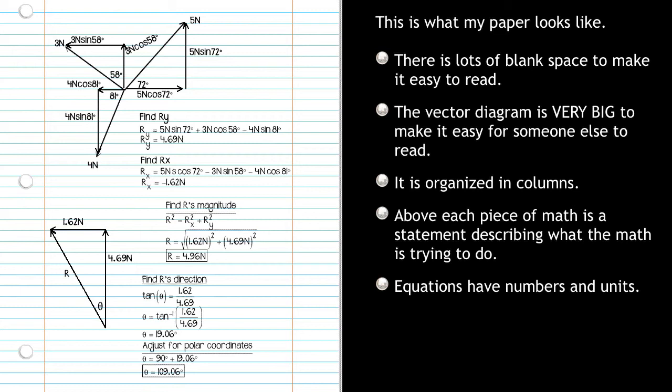The vector diagram is very big. You're not trying to draw something for the next US postage stamp. Draw something big so you can label it. It's organized in columns, and above each piece of the math is something describing what you're trying to do with the math. And finally, just like always, equations have numbers and units.